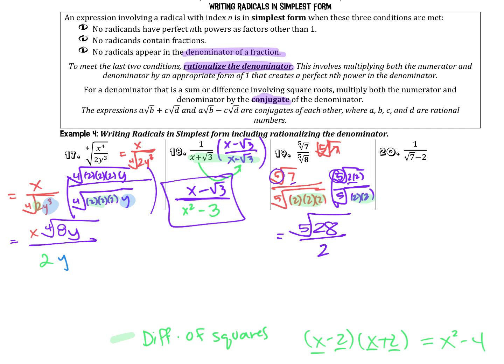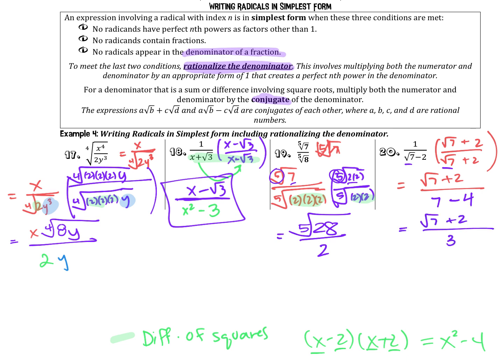All right, last but not least, number 20, we're going to multiply by the conjugate. It's okay that there's no x here. The conjugate is still exactly what I see, but opposite in sign. So the square root of 7 plus 2. That means my numerator is going to become the square root of 7 plus 2, since it's just that times 1. My denominator is going to be the square root of 7 times the square root of 7, which is 7, minus 2 times 2, which is 4. So this is going to become the square root of 7 plus 2 over 3. No radicals in the denominator. That's how I know I'm all the way simplified.